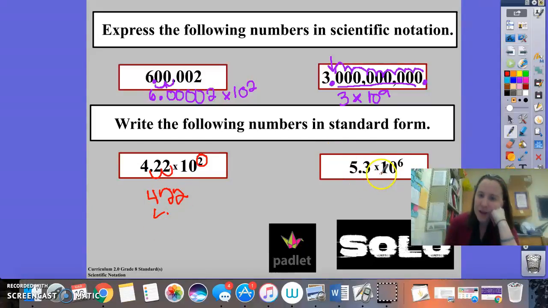422. This one is telling us we're moving 6 places to the right. So I'm going to move over 1. And then I've run out of numbers. So I need to add 5 zeros because I still need to move 5 places.